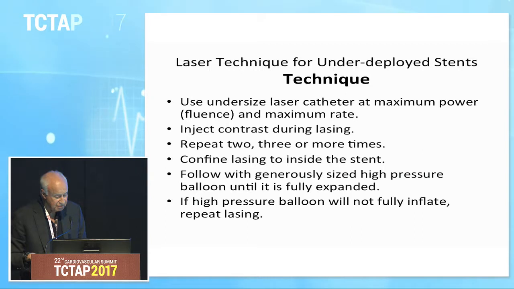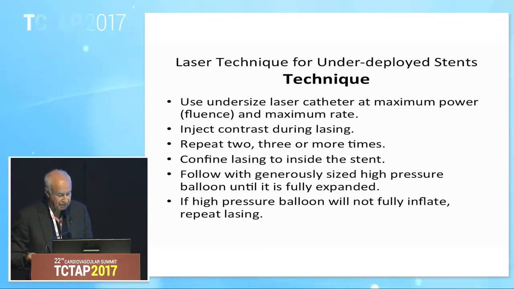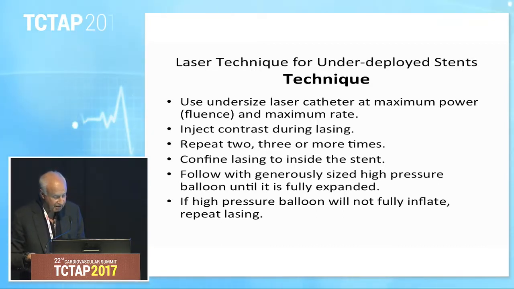The technique we use in Miami, which I believe is the right technique, uses an undersized laser catheter at maximum power. That's a 0.9 millimeter catheter at 80 hertz and 80 fluence. We inject contrast during lasing, which is absolutely contraindicated for a normal excimer laser procedure. We repeat this 2, 3, or more times, but we don't move the catheter inside the artery while we're lasing. We confine the lasing to the inside of the stent, being very careful not to go outside the stent.